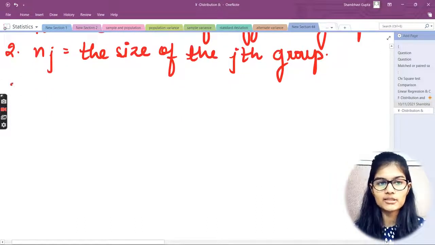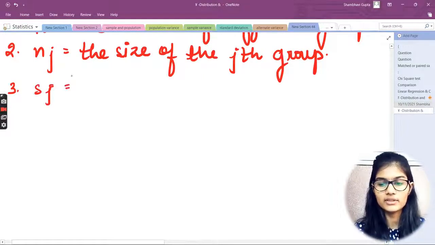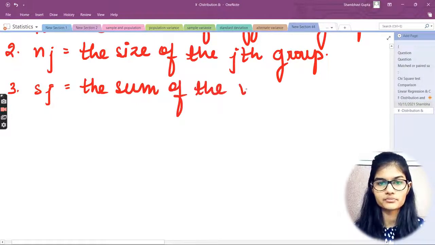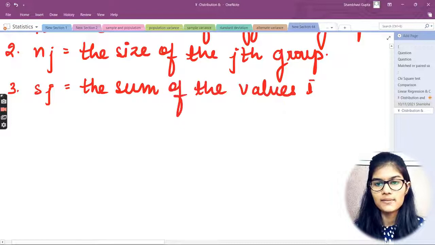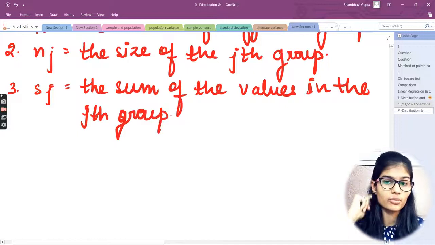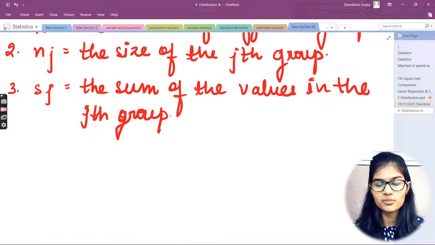Now let me come down to the next, third point, and here we have s of j. Okay, we have the very next value, that is s of j. What does that actually mean? It means the sum of the values in the jth group. So when we talk about n of j, it means the size of the jth group, and when we talk about s of j, it means the sum of the values in the jth group. Fine.